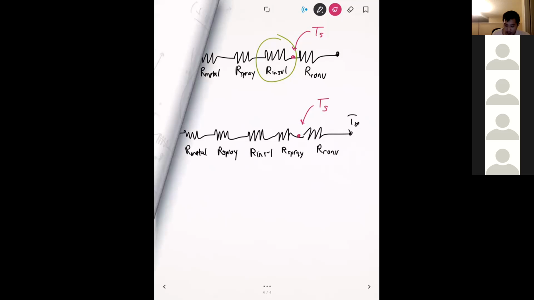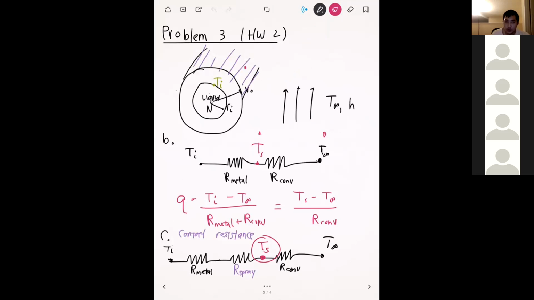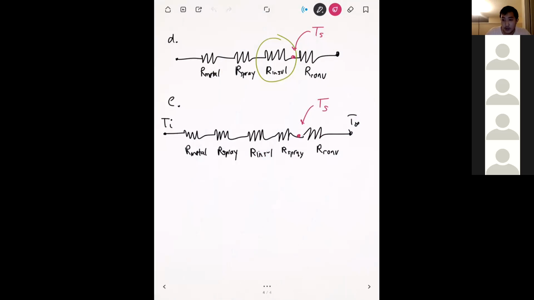For parts C, D and E, I just drew the circuit, but you would solve for it in the same way. First you would find the total heat transfer throughout this entire circuit. You take the difference in end temperatures and divide it by the total resistance. Then you set that equal to another expression for the heat transfer that has Ts in there. Does this help with that problem a bit?